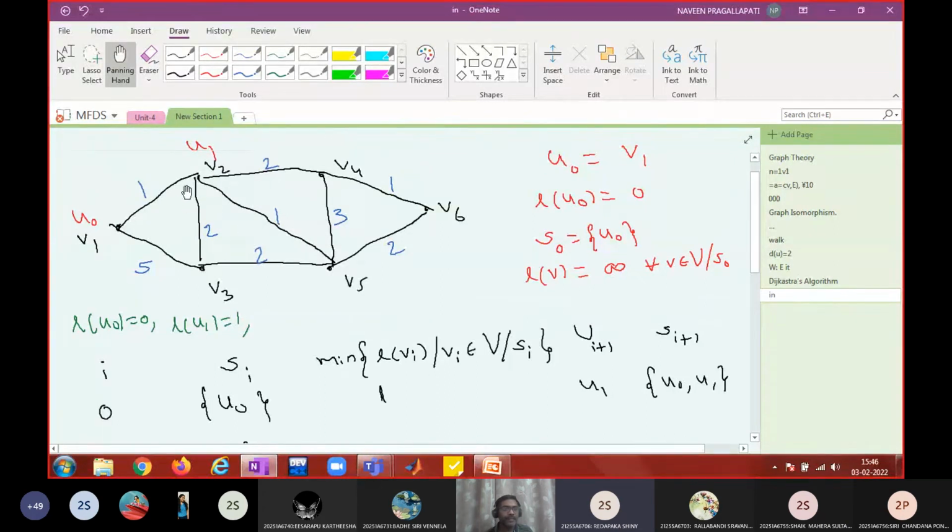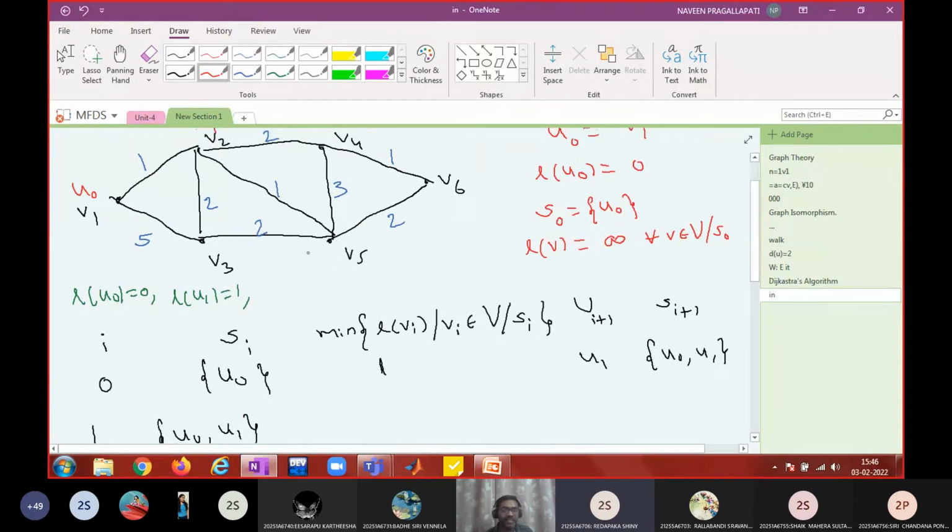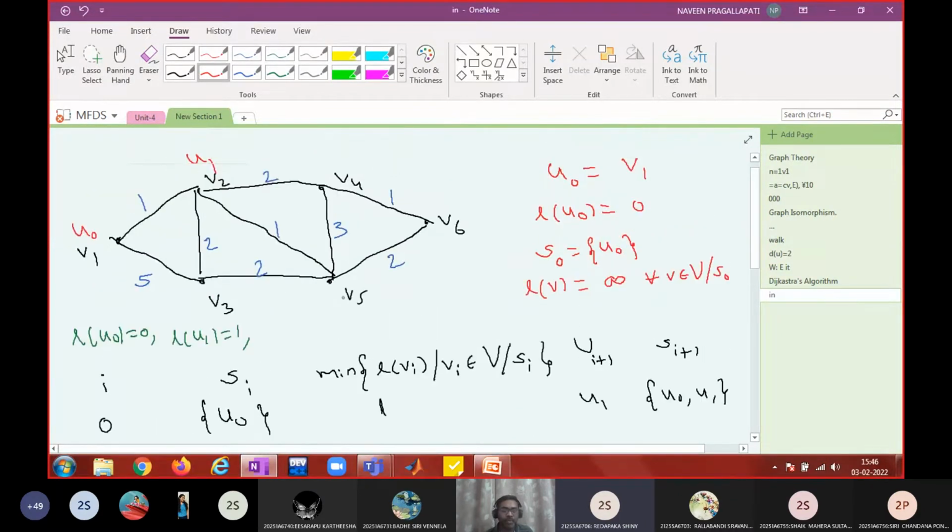1 plus 1 is 2. So I'm calling this U2. And the length of U2 is equal to what? 1 plus the previous walk, the walk from these two vertices plus the previous walk. So that is 1 plus 1, 2.